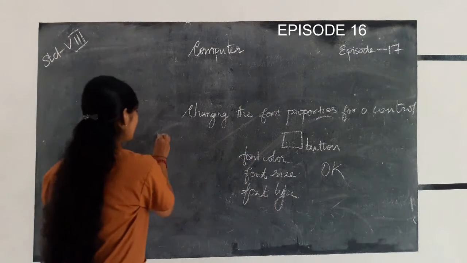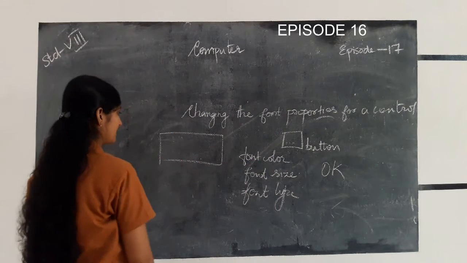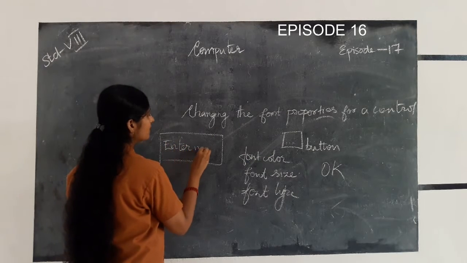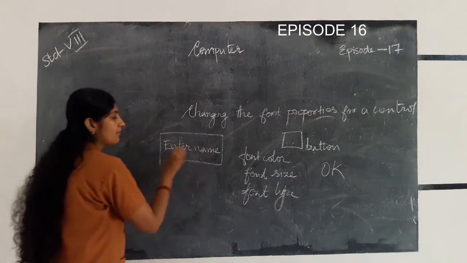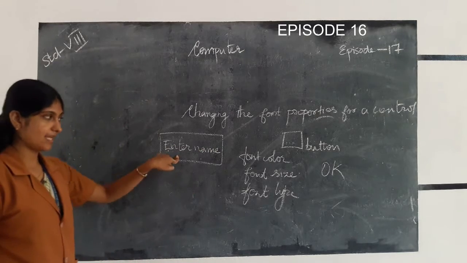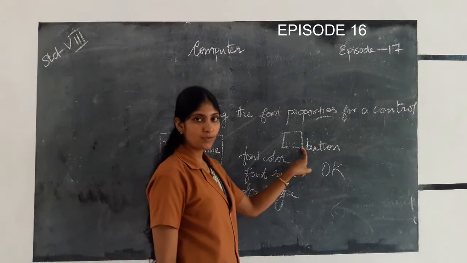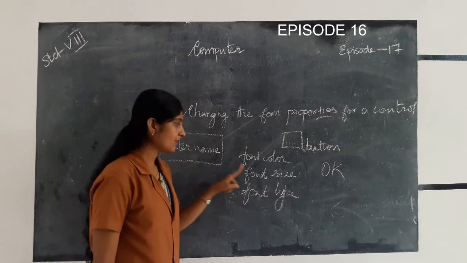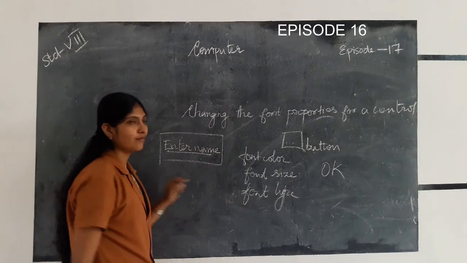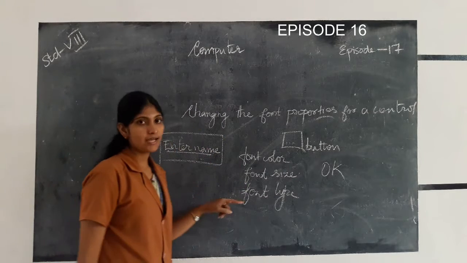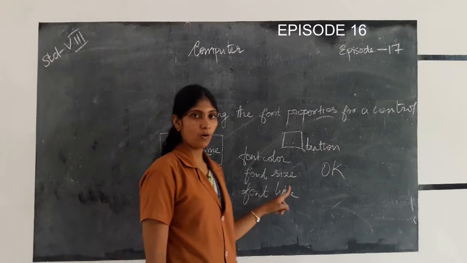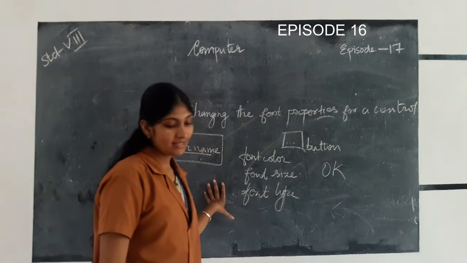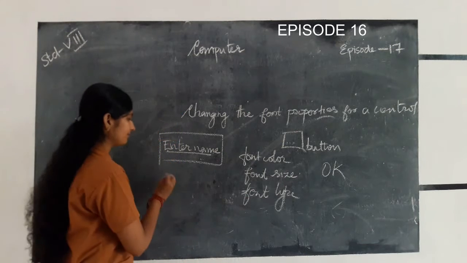For example, this is your text box or text area or label, and the text is enter name. If you want to change the font of this text, you go to the font property, and then click this button. Then change the font color, which means the color of the text, the font size, the size of this text, and also the font type. Then click the OK button. So finally the font will change.